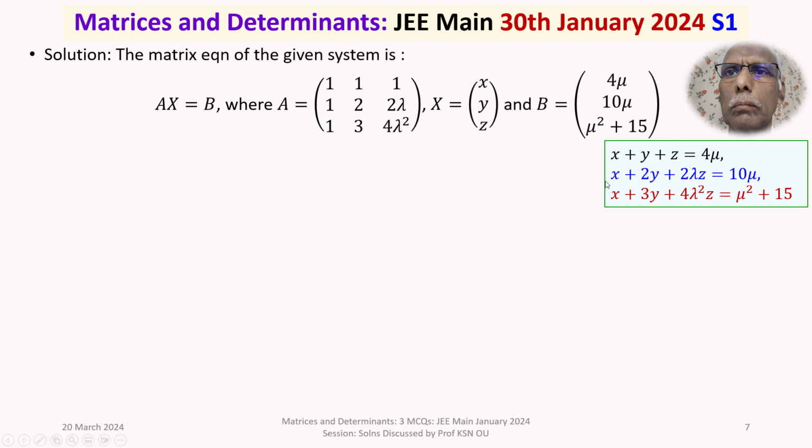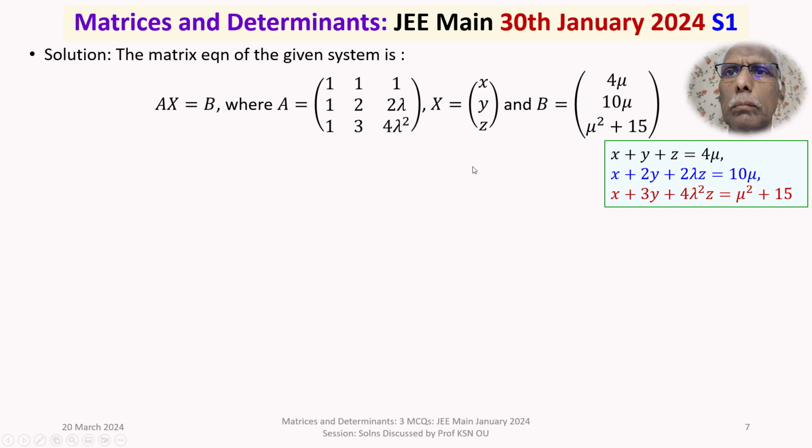We have here these 3 equations and 3 unknowns involving lambda and mu. The first step is to write down the matrix equation. Matrix equation is AX is equal to B. A is the coefficient matrix. What are the coefficients? 1, 1, 1, 1, 2, 2 lambda, 1, 3, 4 lambda square. This is the A. X is the column vector of unknowns, that is variables x, y, z. B, the values of these equations, is the column matrix 4 mu, 10 mu, mu square plus 15.